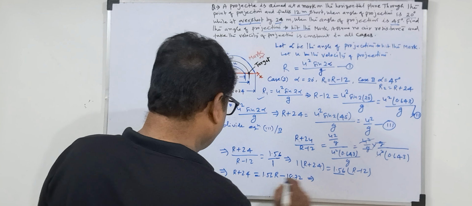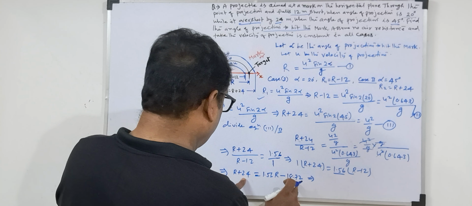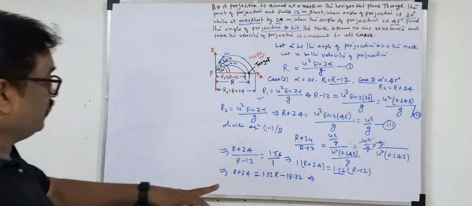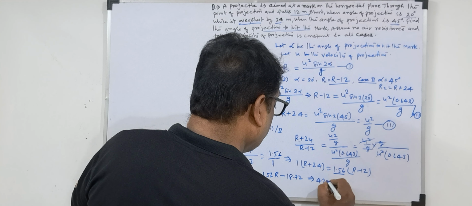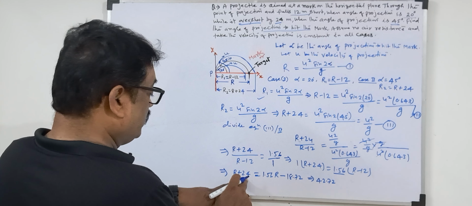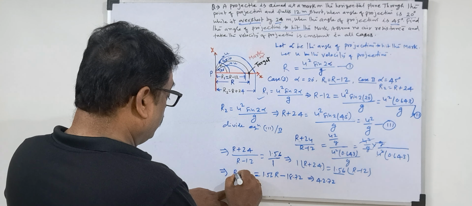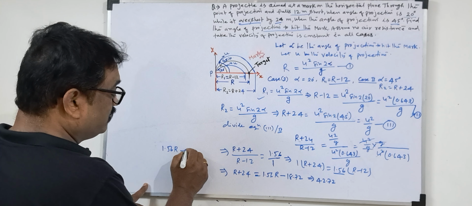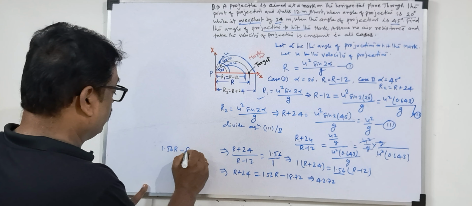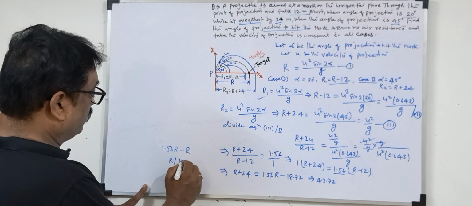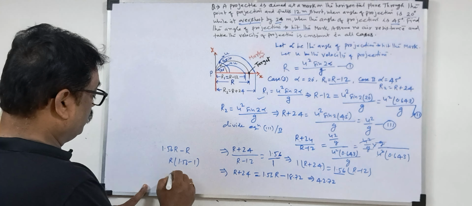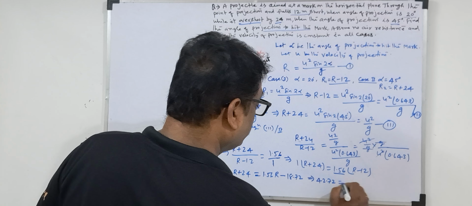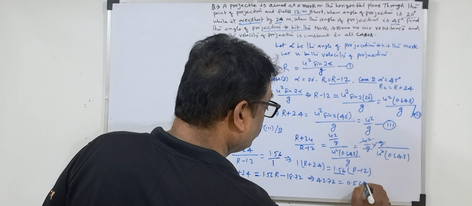So what will we write here? Constant 24 plus 18.72, how much is coming? 42.72. This will become here, plus R will go here. So 1.56 R minus R. Take R common, means 1.56 minus 1, so it will come 0.56. So we can write 0.56 R.